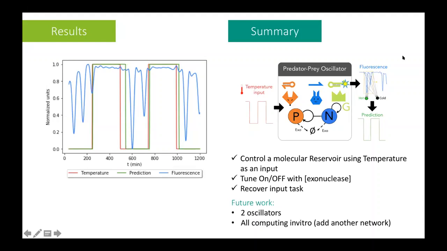And also, of course, right now it's not that interesting because the last step is done in silico, but what we're aiming for is everything in vitro, so doing the classification using some other DNA networks that we have in the lab and connecting everything.